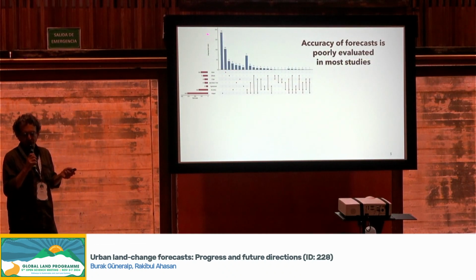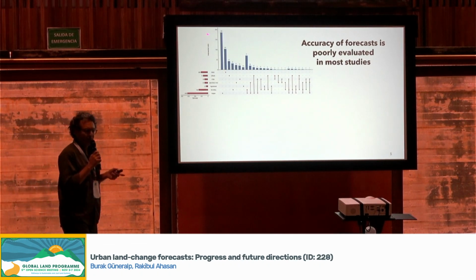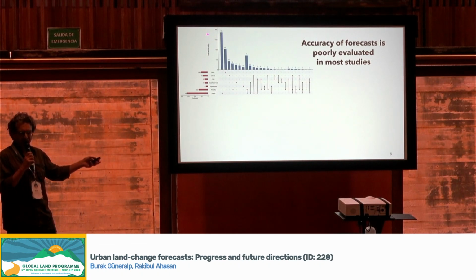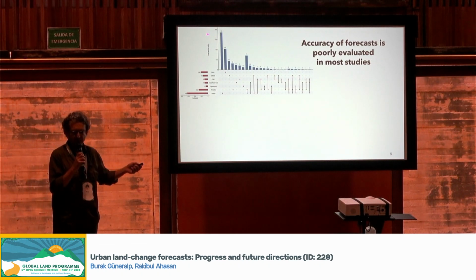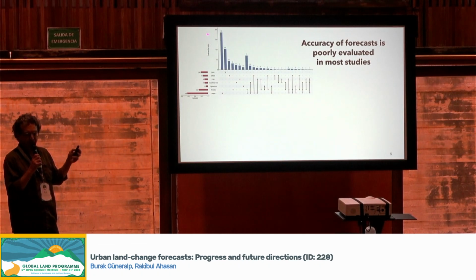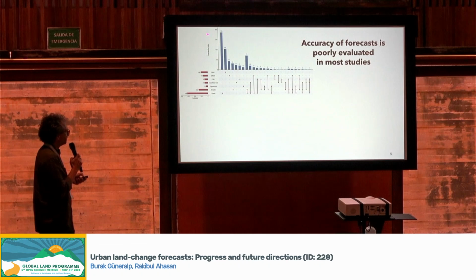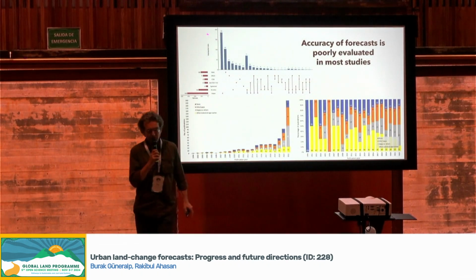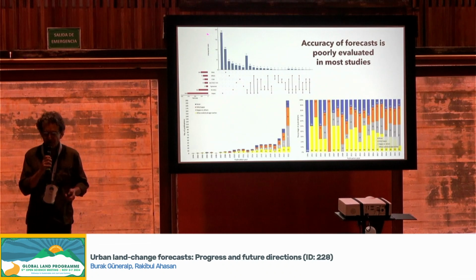For about 20% of the forecasts, no accuracy was reported. For nearly 30% of them, only kappa was reported, and as we have seen once again in the morning session, kappa is a very poor indicator of accuracy. Together, these two constitute about half of the forecasts that were published, as recently as 2022, which is the final year in our review.